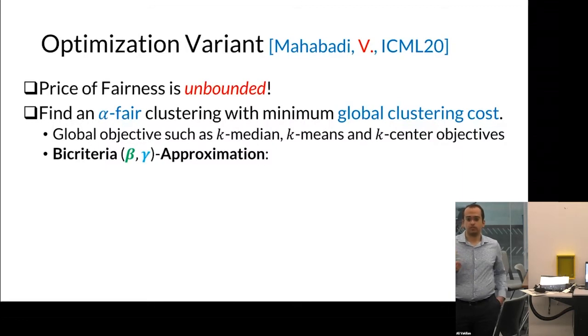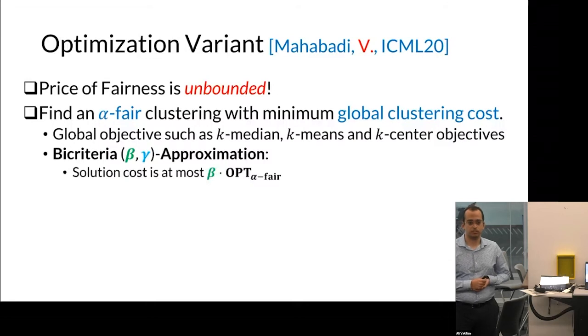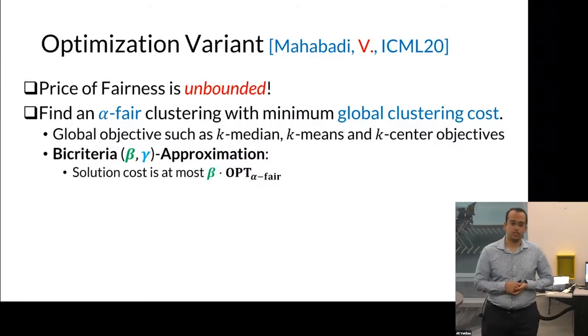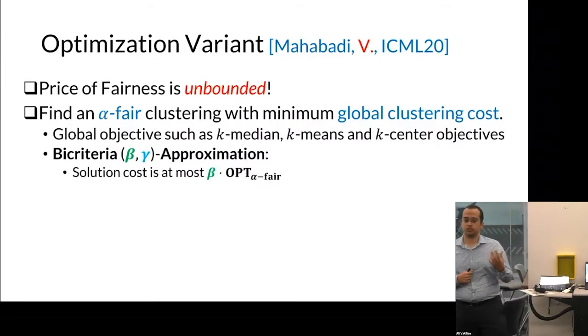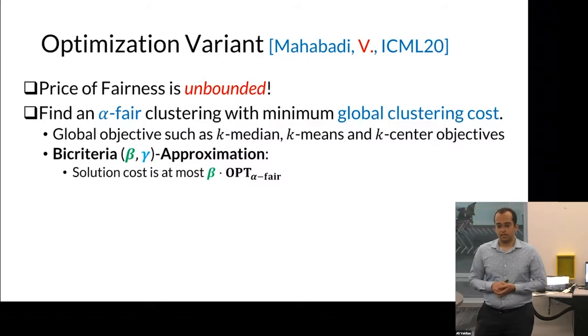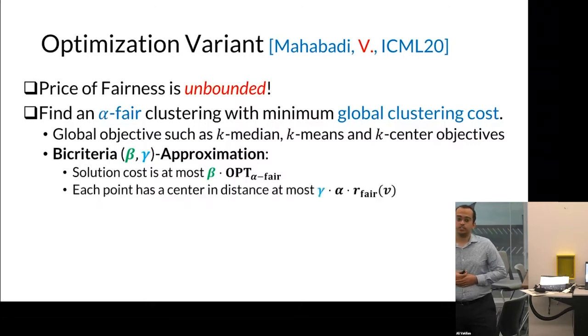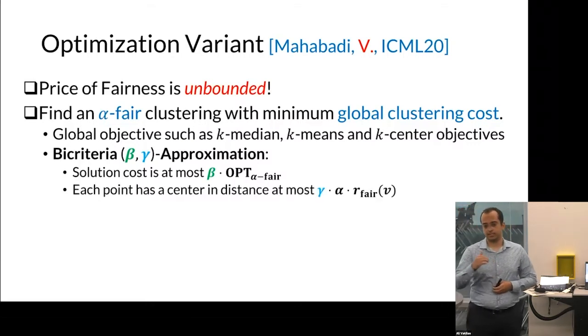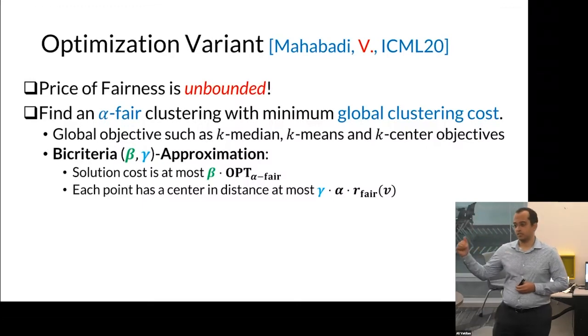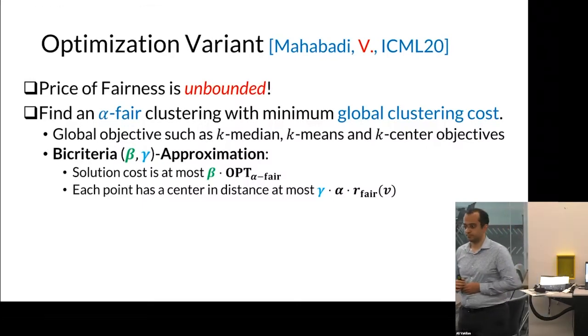In general, what I'm presenting here is a bicriteria approximation with parameters beta and gamma. It means that the solution I'm returning has cost at most beta times the optimal alpha-fair solution for the instance, and each point will see a center at distance at most gamma times alpha times its fair radius.